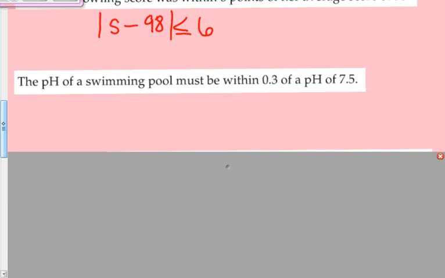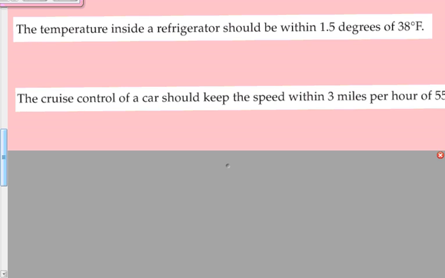The pH of a swimming pool must be within 0.3 of a pH of 7.5. So here's a starting point. Within 0.3 is less than or equal to 0.3. Then inside our bars, the pH of a swimming pool, so we could use the pH as our variable, minus 7.5 is within 0.3. And that's all you have to do on those, just write it, practice writing them.